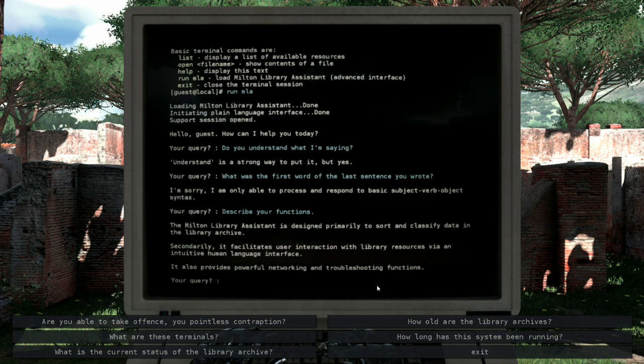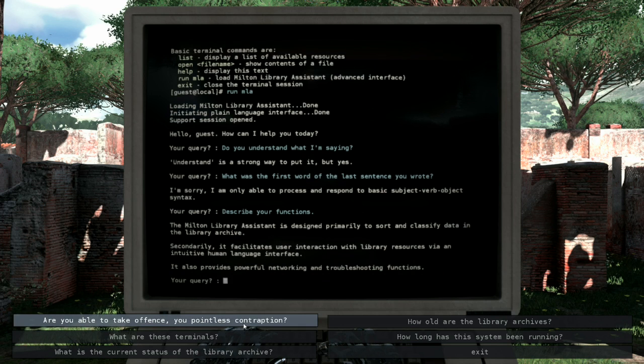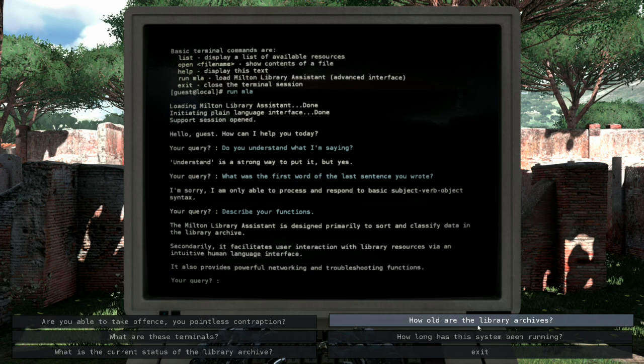Describe your functions. The Milton Library System is designed primarily to sort and classify data in the library archive. Secondarily, it facilitates user interaction with library resources via an intuitive human language interface. It also provides powerful networking and troubleshooting functions.